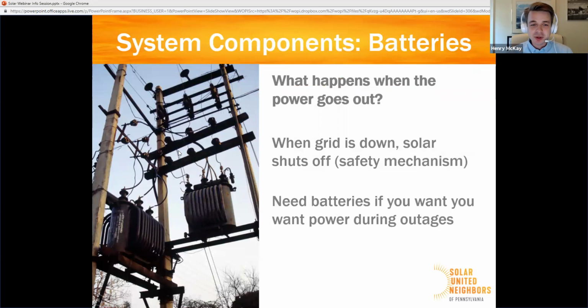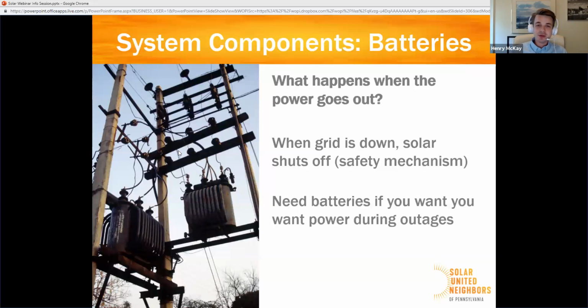And then there's batteries. So it's becoming increasingly popular for people to add batteries to their solar system, batteries that are charged by the solar panels and that they draw from during power outages. And that's because most people think, well, if I have solar and there's a power outage in my neighborhood and the sun is shining, I should still have electricity. Well, except for 2 exceptions, one big one and one little one, that is unfortunately not the case.